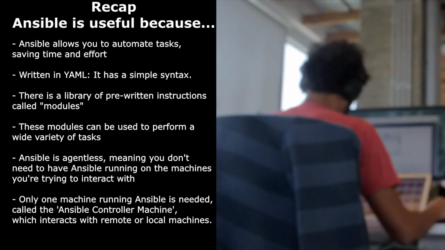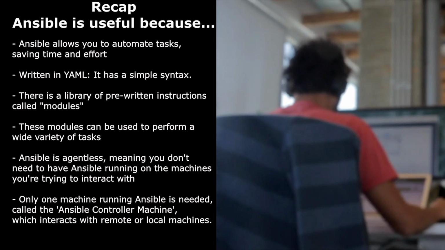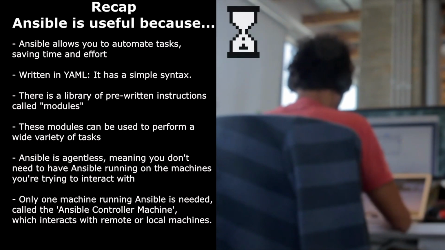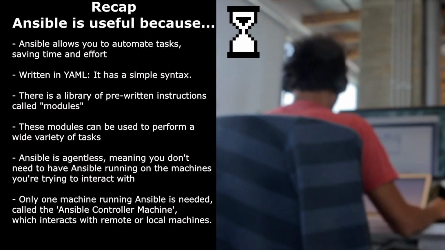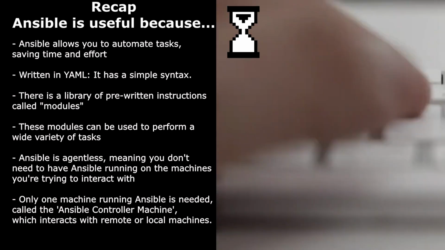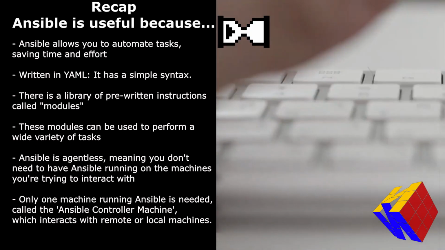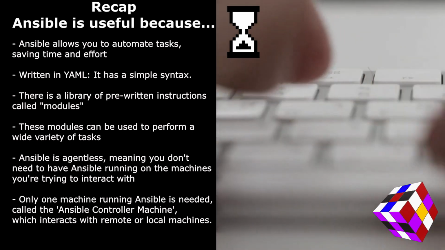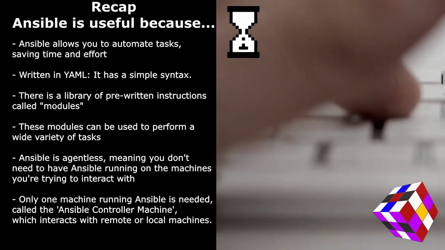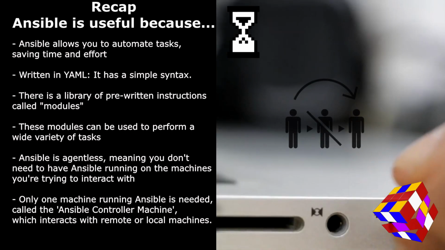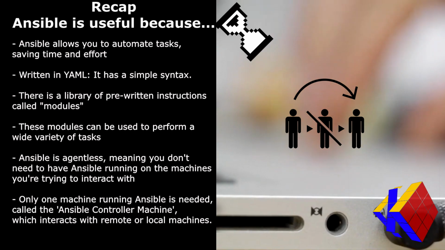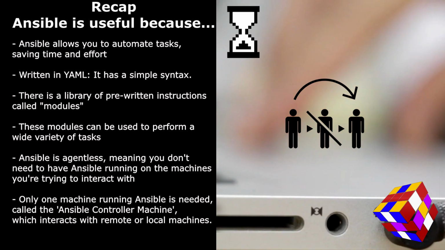So to recap, Ansible is useful because it allows you to automate tasks that you would otherwise have to do manually, saving you time and effort. It is also very easy to use with a simple syntax and a library of pre-written instructions called modules. More on this later. You can use these modules to perform a wide variety of tasks. Additionally, Ansible is agentless. This means you do not need to have Ansible running on any of the machines that you're trying to interact with.